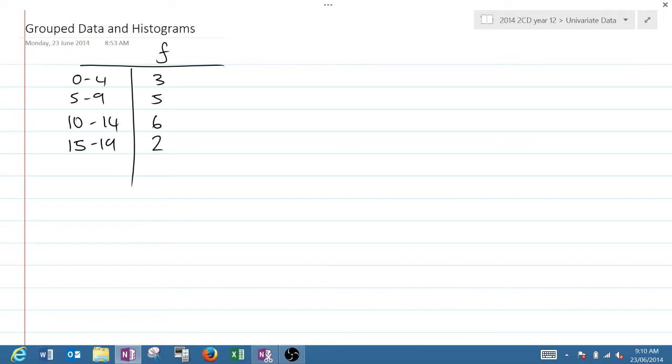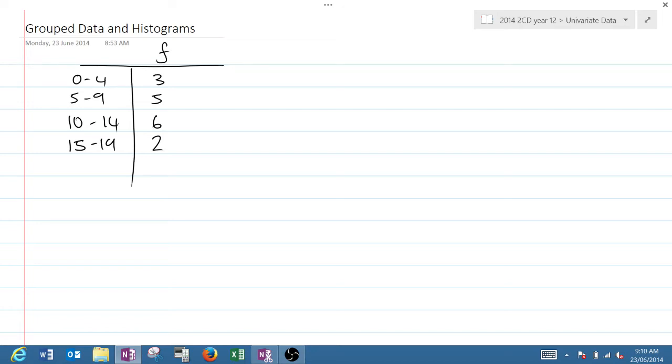Why did I use 0 to 4 rather than 0 to 5? A lot of people end up going, I'm going to go 0 to 5, and it doesn't work. Why did I go 0 to 4, even though it looks a bit odd? Even groups. Yeah, because they have to be even groups, okay?